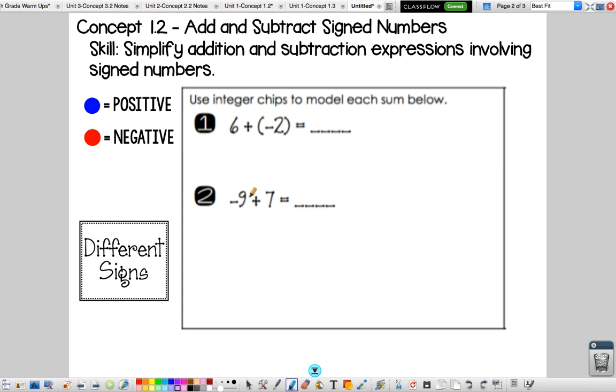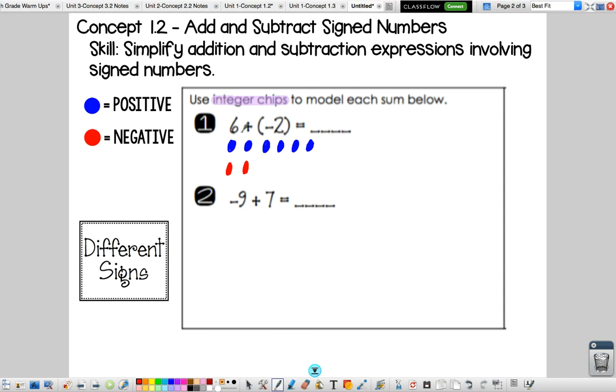So the first model is using integer chips. On the side, I have already added that my blue is going to be positive, my red's going to be negative. So I start by modeling the first integer in the problem. So 6, it is positive, so I'm going to put 6 positive chips on the board. The second integer is -2, so I'm going to add -2 chips.